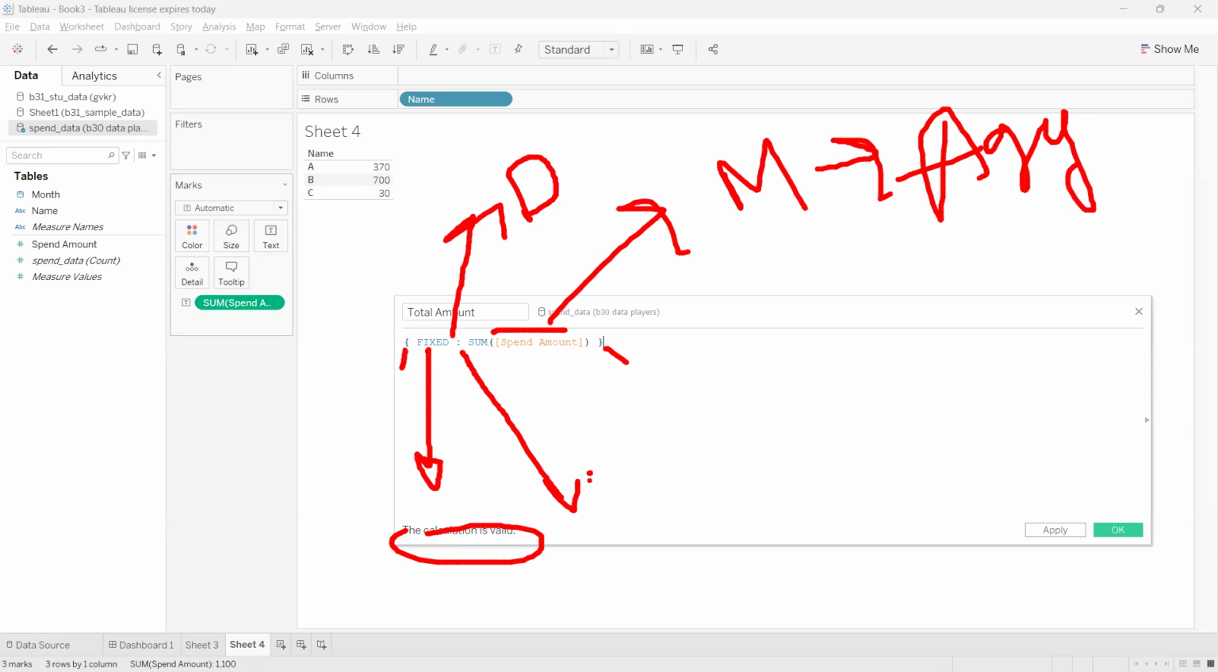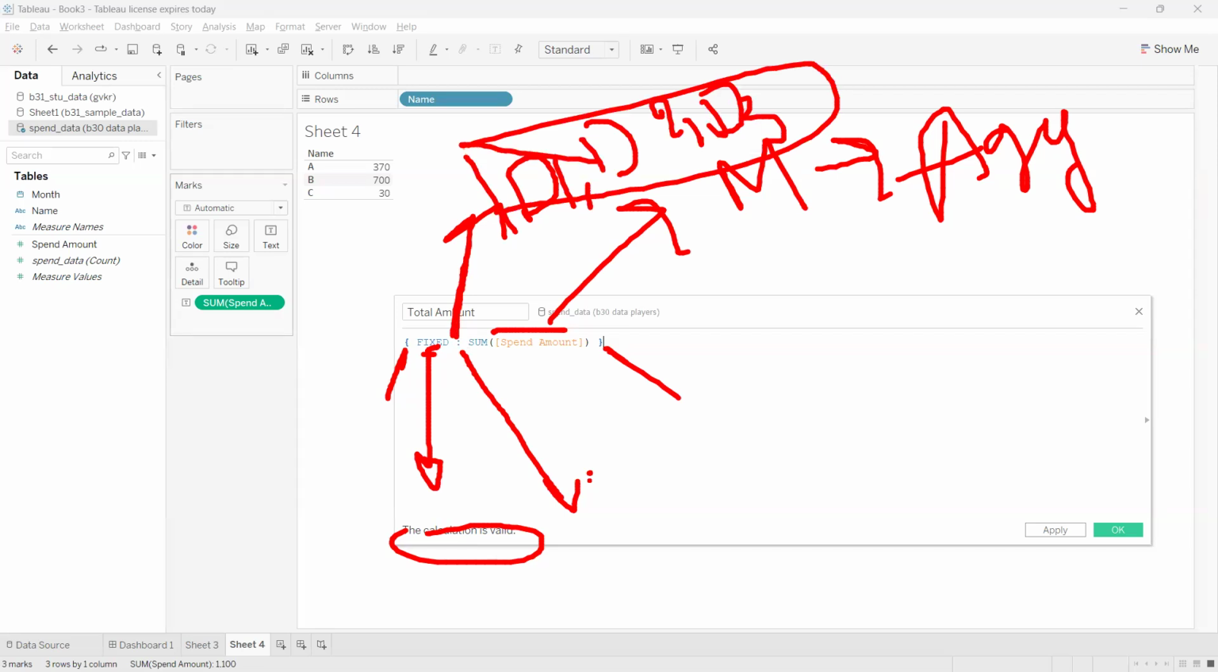Any LOD we have to write within these flower brackets. After that, we have to write fixed, include or exclude. Any one only we can write here. We have a colon here. Before the colon, we have to mention dimensions. I can mention dimension 1, dimension 2, dimension 3, any number of dimensions. Based on my requirement, sometimes I don't mention any dimension also. That is also fine. For this particular scenario, I don't want to mention any dimension here.